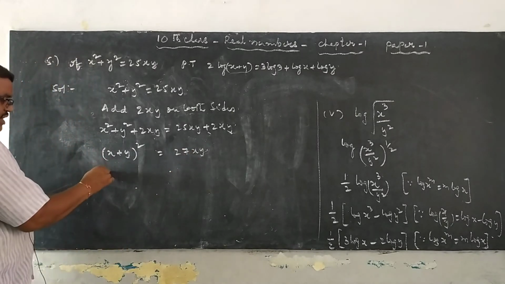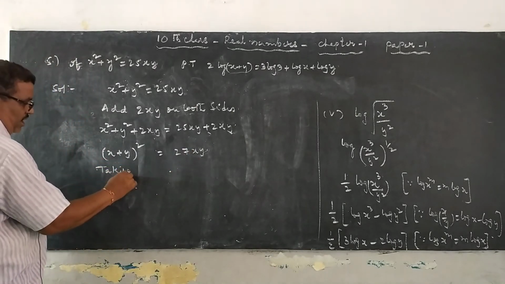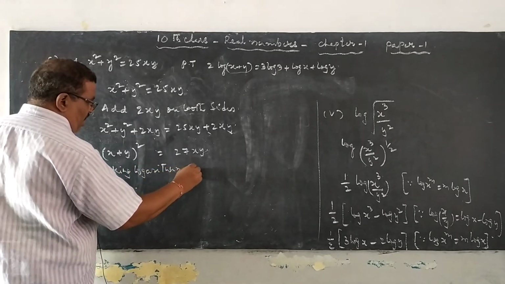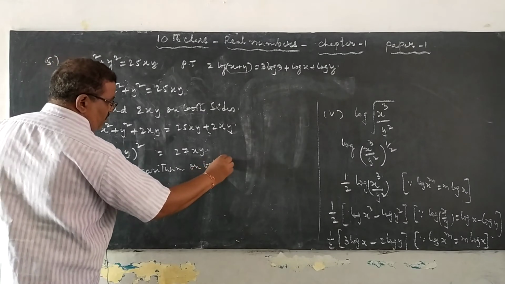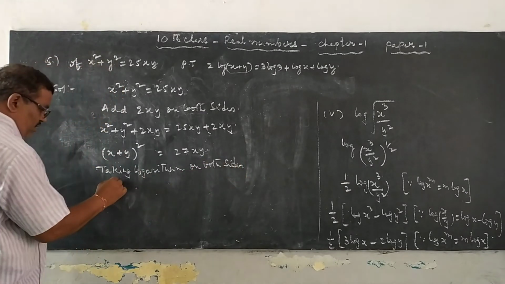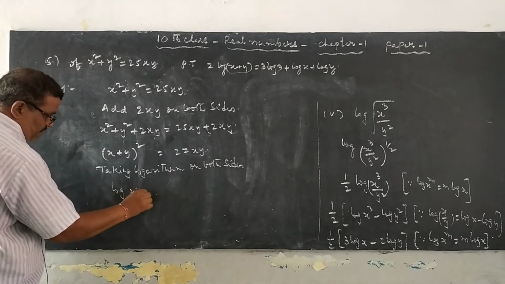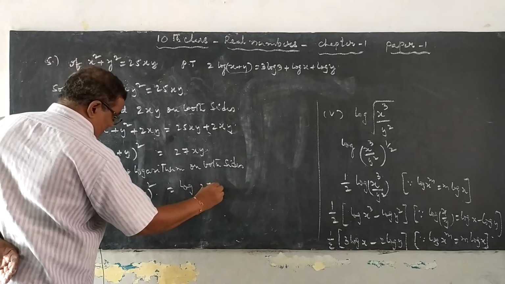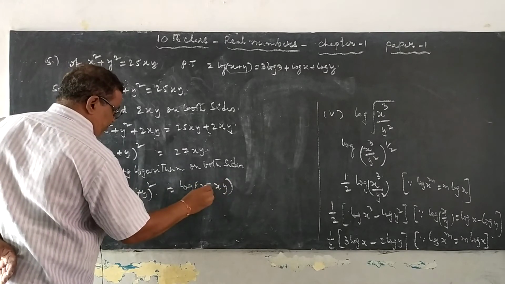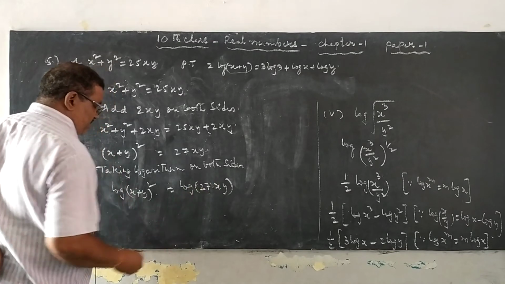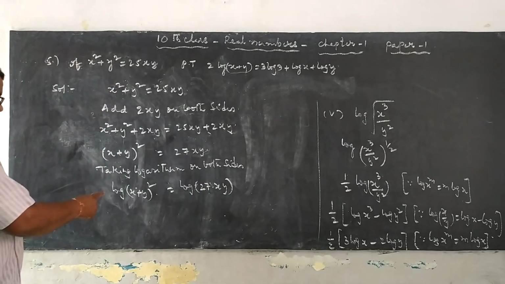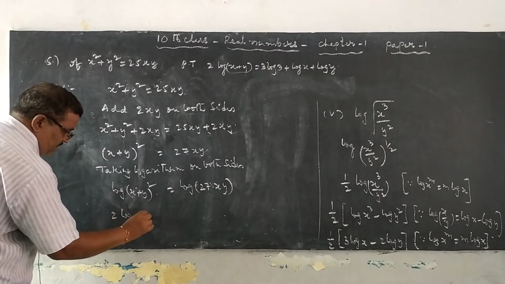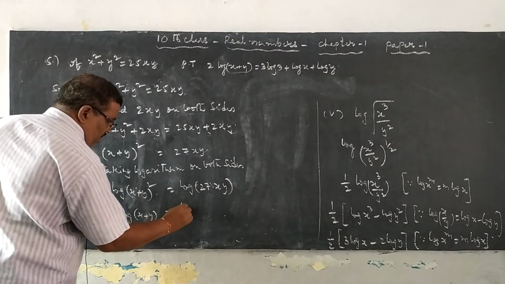Taking logarithms on both sides. So what happens? Log x plus y whole square equal to log 27xy, that is 27 into xy. Log x plus y whole square: log a power m is m log a, so 2 log x plus y is equal to log 27xy.